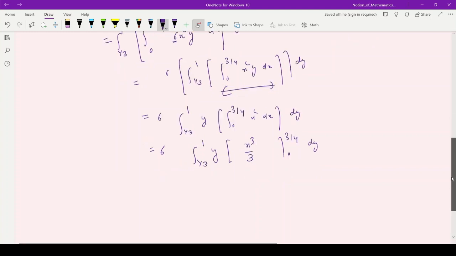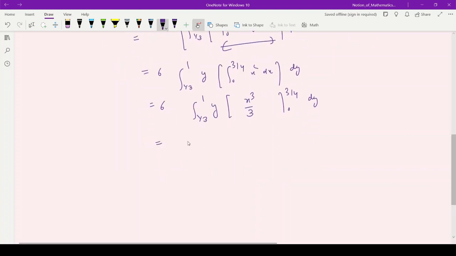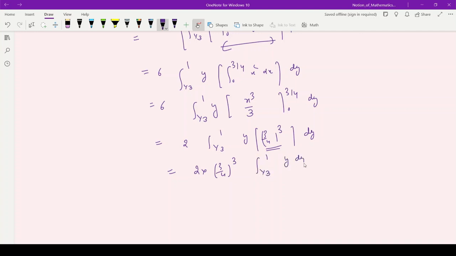So what it is going to be, it is 6/3, which means 2, and 1/3 to 1, and it is y into (3/4)³, because this 3 is already divided, so it is just (3/4)³ dy. So I can take this term before integration, so 2 into (3/4)³, and it is 1/3 to 1 of y dy.